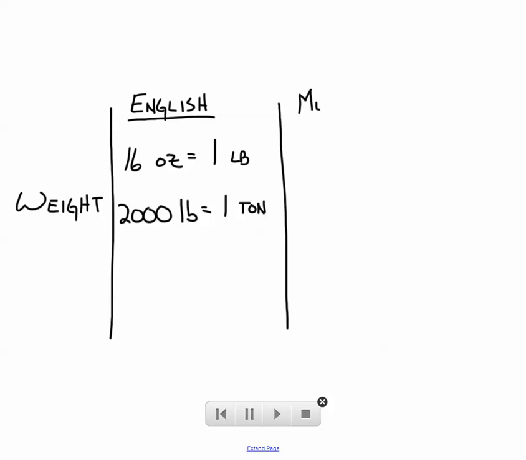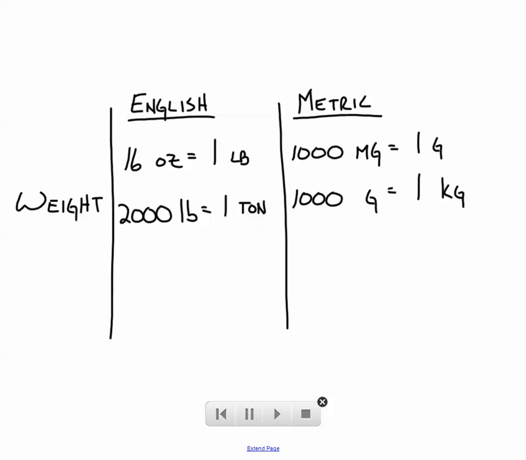On the metric side of things, 1,000 milligrams equals 1 gram. And 1,000 grams equals 1 kilogram. Again, not exhaustive here, but enough to get us going. Again, we need some way to get from English system to the metric. Let's use this one. 2.2 pounds is about 1 kilogram. All right, enough of that. It's a lot of writing. If I went too fast, obviously you could have paused things or replayed them.